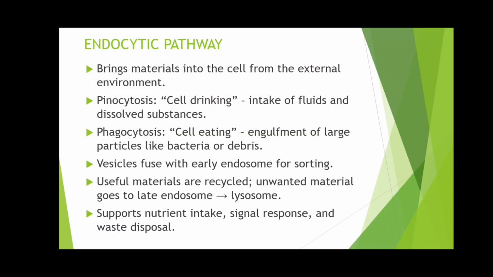Endocytic pathway. The first pathway in the endomembrane system is the endocytic pathway. It is mainly about how the cell takes in materials from the outside environment. Think of it like goods being imported into a city at the cell level. The plasma membrane folds inward and pinches off to form vesicles that bring substances inside. Now there are two main types of this process: pinocytosis and phagocytosis.